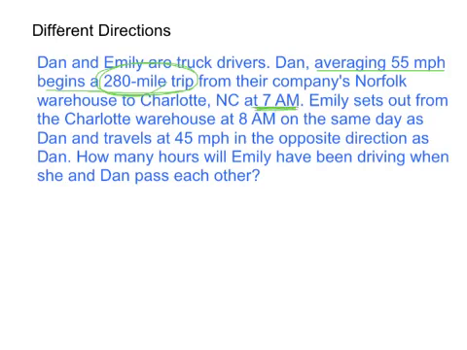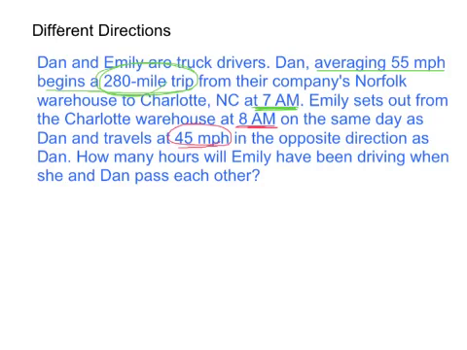Emily, which we're going to show in red, sets out from the Charlotte warehouse at 8 a.m. on the same day as Dan and travels 45 miles per hour in the opposite direction as Dan. Then it asks how many hours will Emily have been driving when she and Dan pass each other.